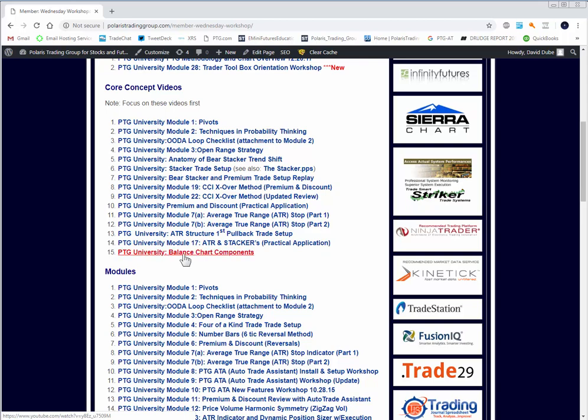And then the university balance chart components. This is the 5-minute chart. There's a lot of information on that particular chart that everybody encounters when they first see it. Don't be too overwhelmed by the amount of information on that chart display in our software. This video workshop breaks down what is actually shown on that chart. So it's important that you have an understanding. We don't want you to get overwhelmed.